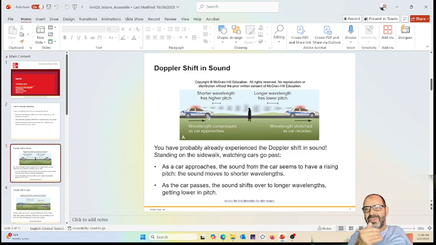So the waves appear to have shorter wavelength. And remember that the wavelength times the frequency is a constant at the speed of light. Then in this case, the frequency appears to be higher.